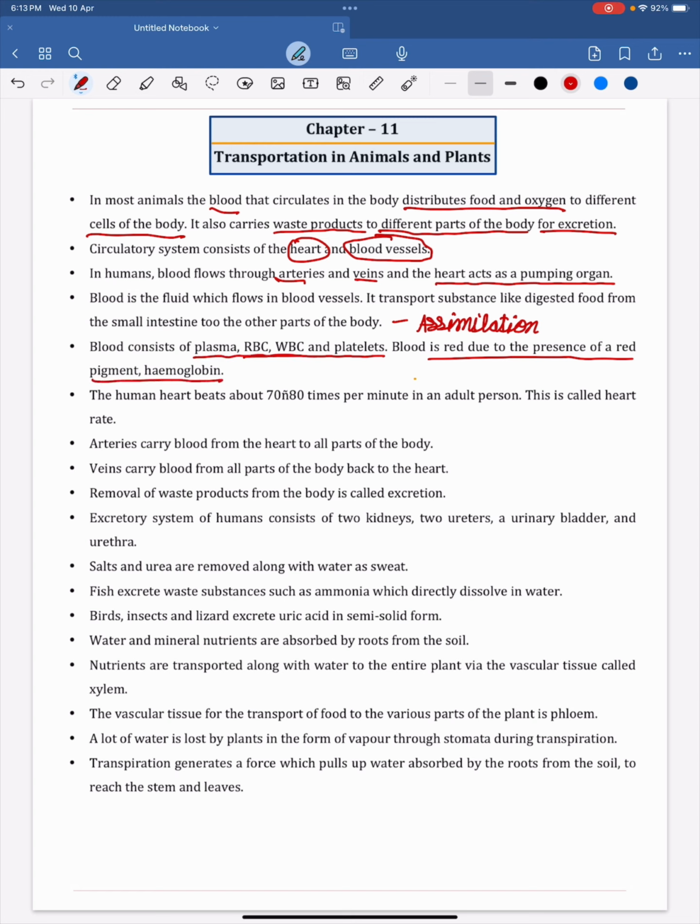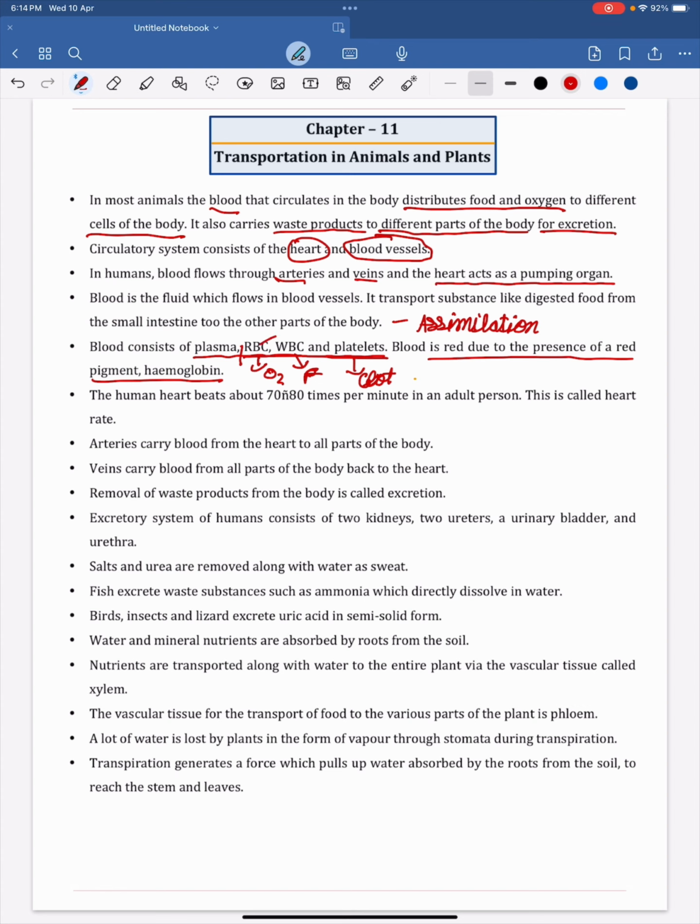So these four are the types of cells, not actually plasma, because it is the liquid part of the blood, it is yellow in color. But these three are the cells. RBCs carry oxygen, WBCs fight against diseases, and platelets clot the blood wherever we get a wound. And blood is red due to the presence of red pigment called hemoglobin.